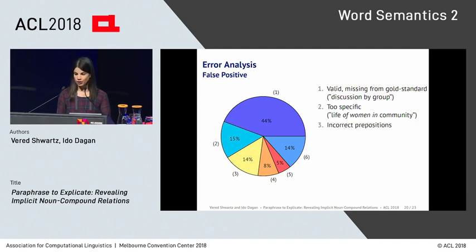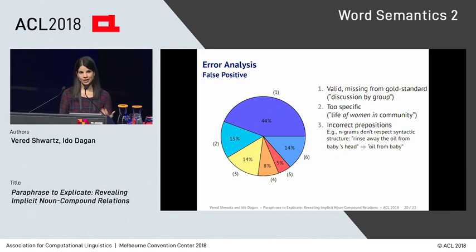We also had 14% of incorrect prepositions. So we first assumed that this happens because prepositional paraphrases are very common, so the model just defaults to always predicting them. But then looking deeper into the data, we saw that the problem actually starts in the training data. So what we conjecture is that the Google Ngrams corpus, since it doesn't respect the syntactic structure of a sentence, then from a sentence like rinse away the oil from baby's head, you can get an Ngram like oil from baby, which is definitely not a good training example. So that's a problem.